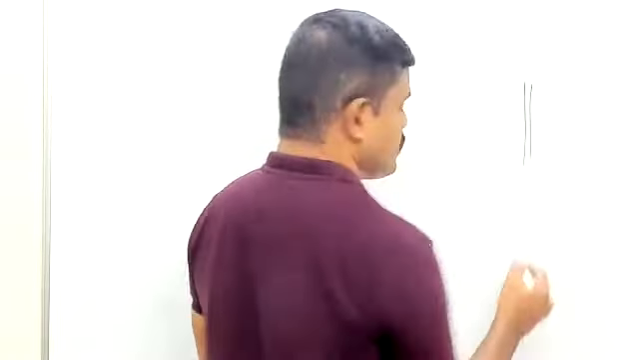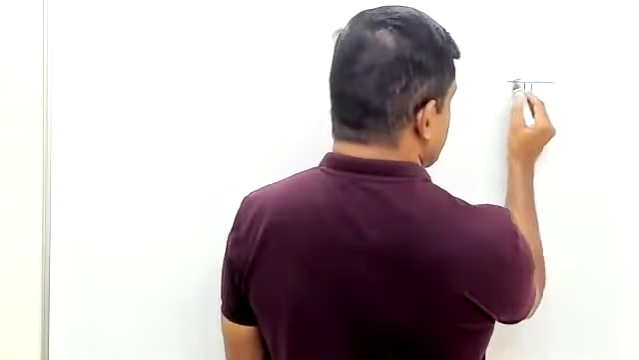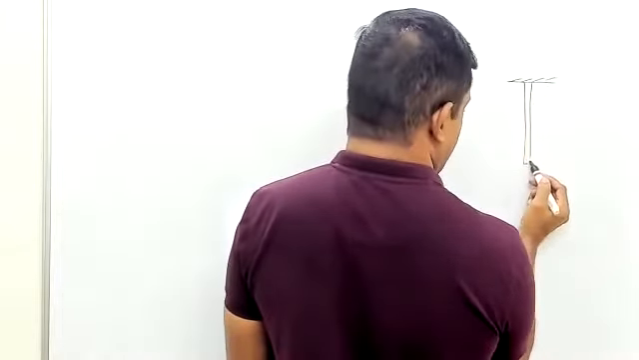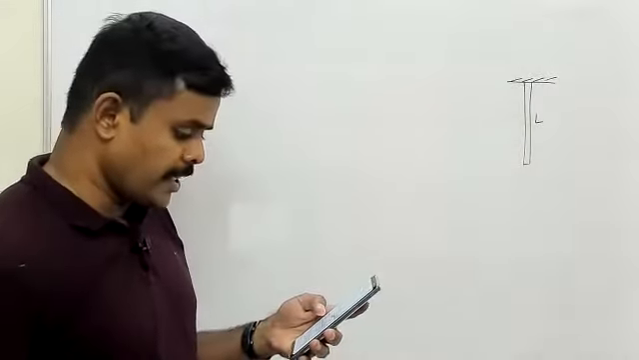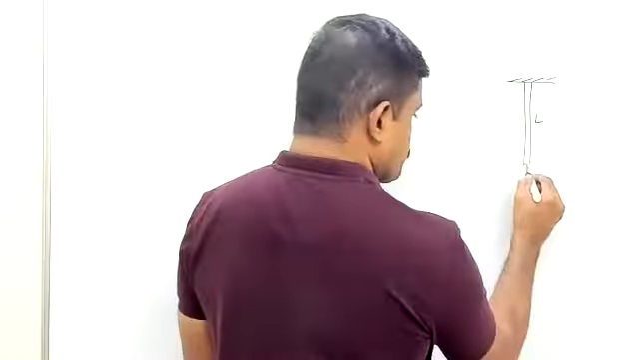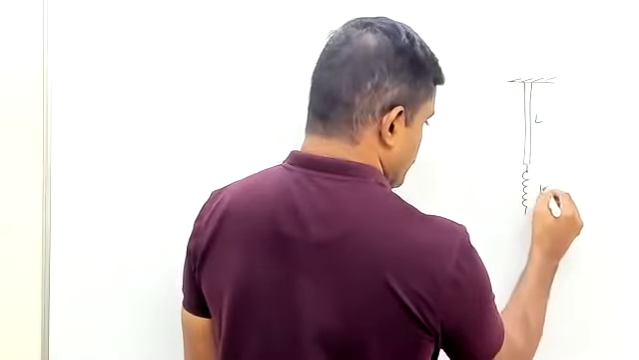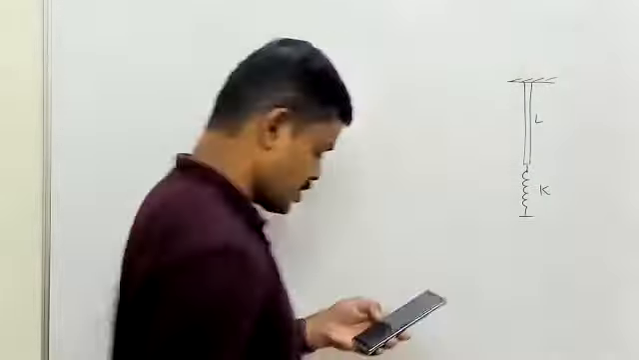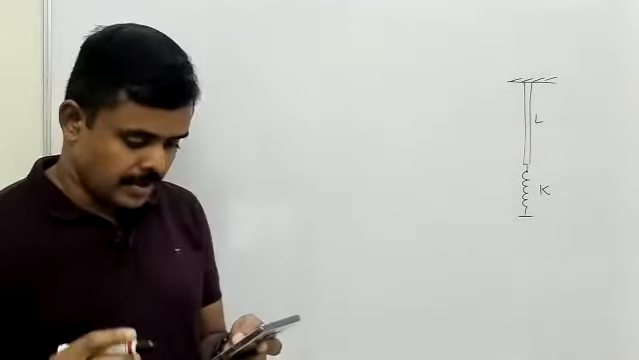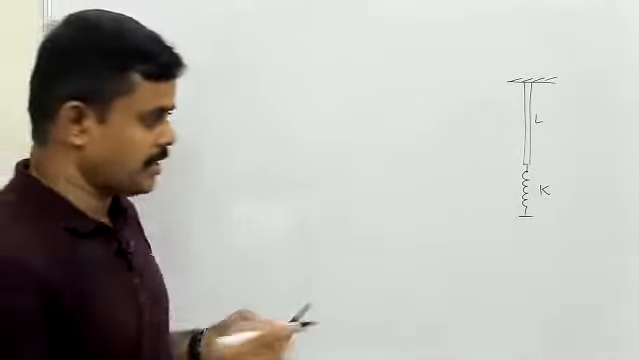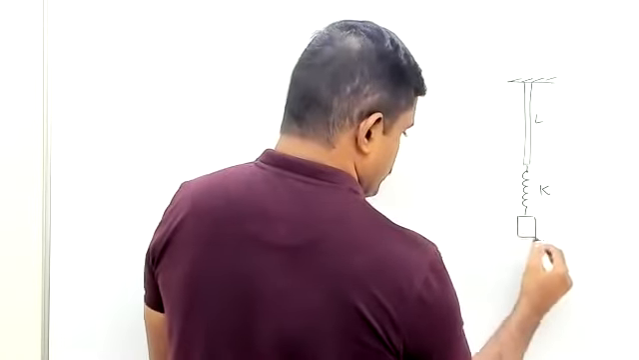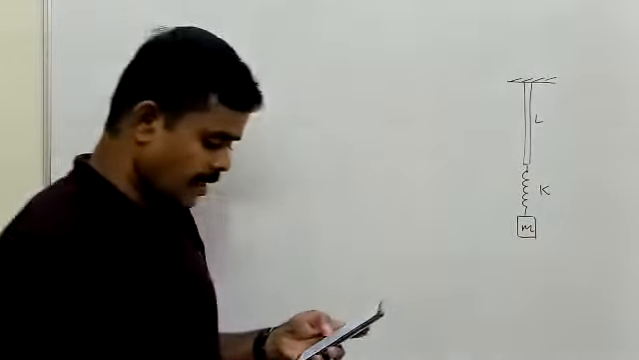So we have a long string coming from the roof, one end of which is tied to the roof like this. The length of the string is given, capital letter L. And then to the free end, you are connecting a spring of spring constant K. Then a mass M hangs freely from the free end of the spring. There is a mass suspended over here. This is mass M. And then what is the question?